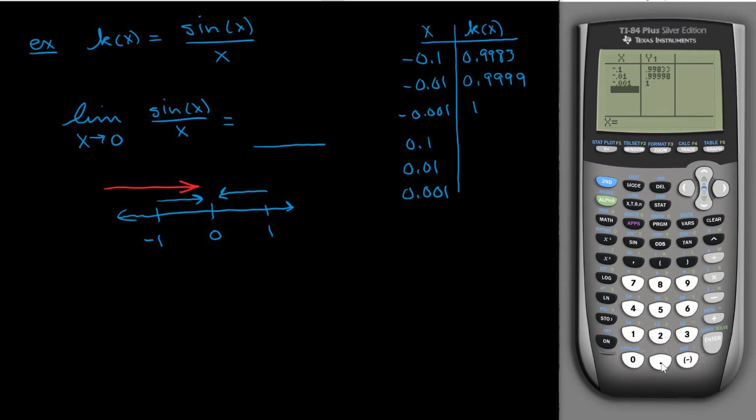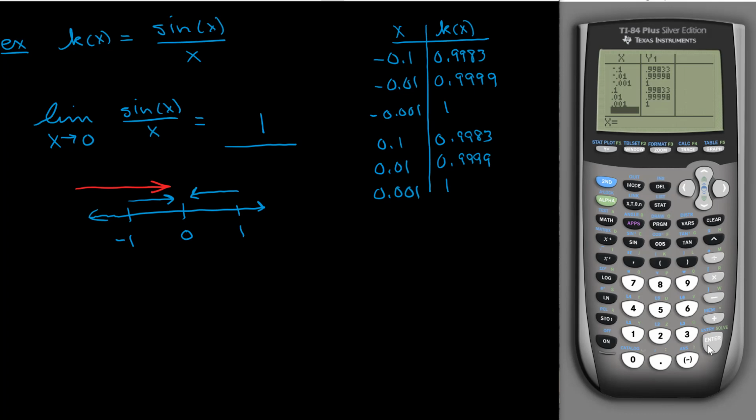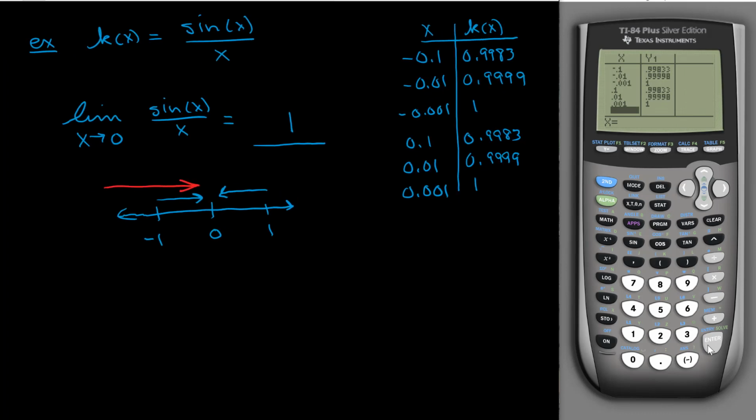Next thing I'm going to do is go from the right-hand side. So I'm going to substitute in 0.1, 0.01, and 0.001. And let's see what happens here. From this side, I have 0.9983, 0.9999, and 1. So from either side, as the x value draws closer to 0, the value of the function draws closer to being 1. So the limit of this particular function would be 1.